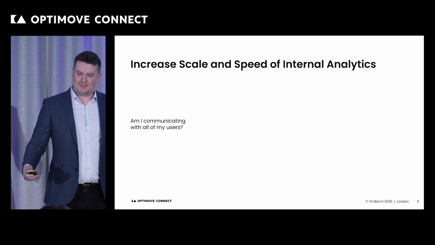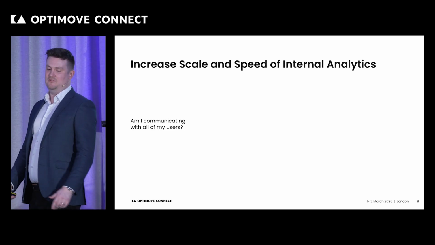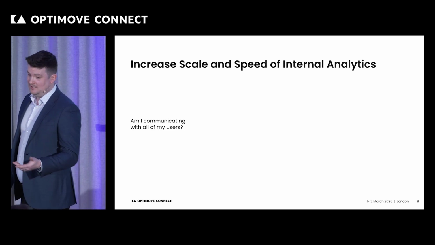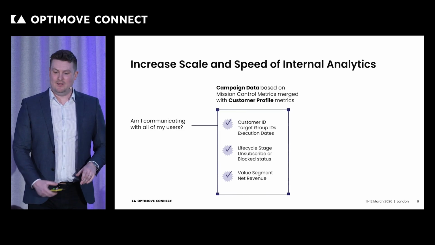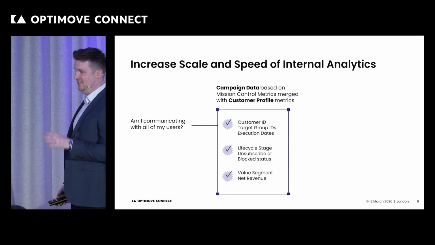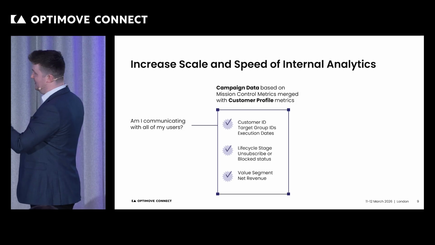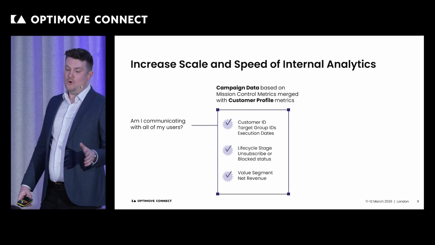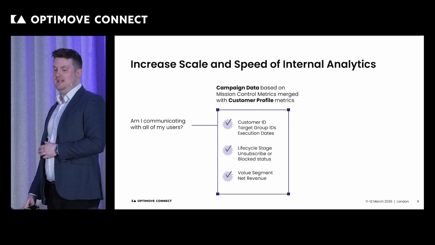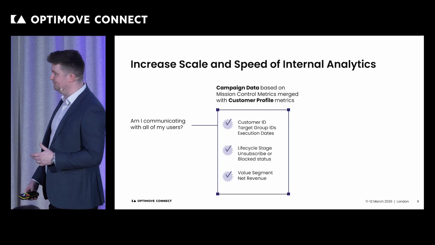So, am I communicating with all of my users? Well, you might be, but the data on the dashboard might not show it. So, we can use the information in Data Share to give us that exact set of information. What if I exclude the people who've opted out or are uncontactable for some reason?